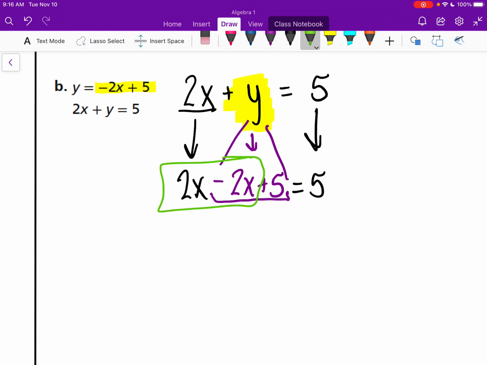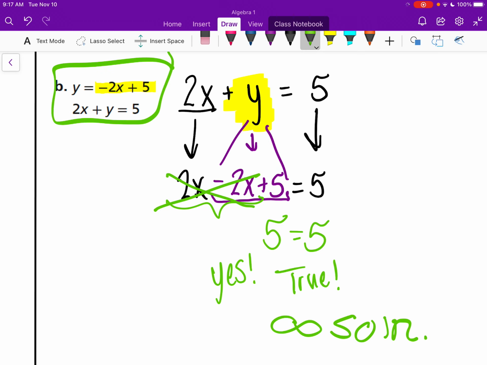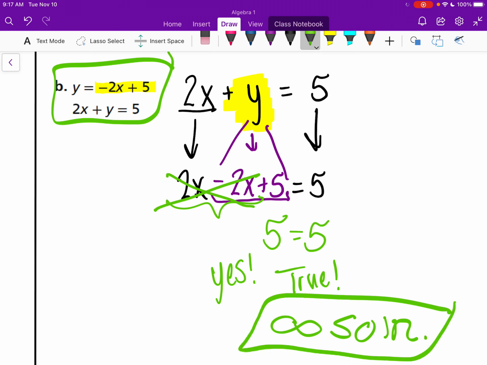2x minus 2x. If I have 2x's and I take 2x away, those have to be 0. They're gone. And we end up with 5 equals 5. Now, is that a true statement? Is 5 perfectly equal to the number 5? Yes. That is a true statement. So, just like when we were learning back in the first unit, if we have a true statement, that means we have infinite solutions. So if we were to actually graph both of these lines, you would see that they're the exact same line, and therefore we have infinite solutions. This was section 4.2, which showed you how to solve a system of equations by using substitution.